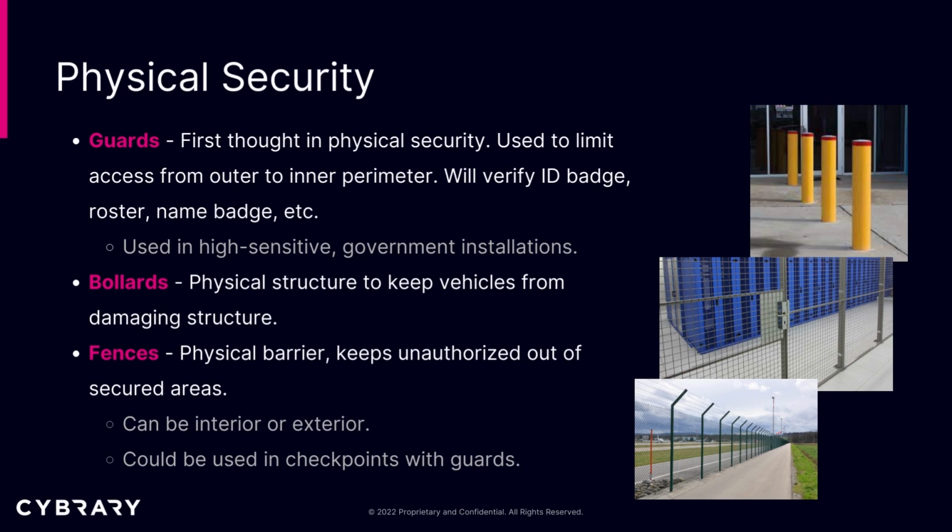Then we have guards, and that's probably the first thought in physical security. They're used to limit access from the outer perimeter to the inner perimeter. Normally, a guard you'll see can verify an ID badge or use a roster or a checklist. Also, guards have the capability of reporting back or handling a situation, depending on how they're instructed to do that.